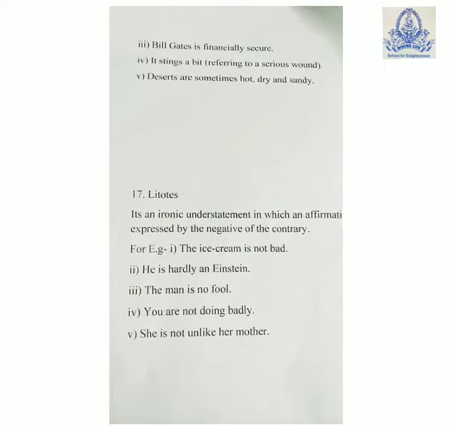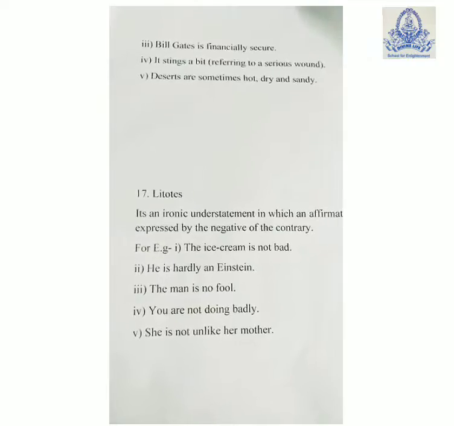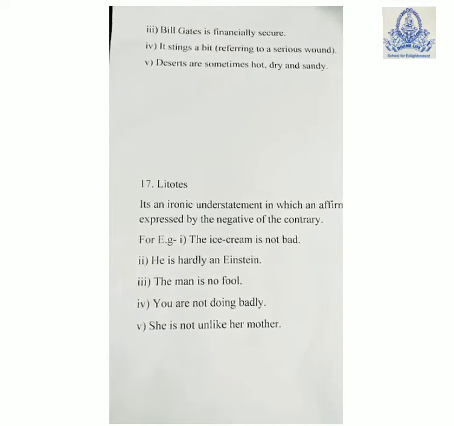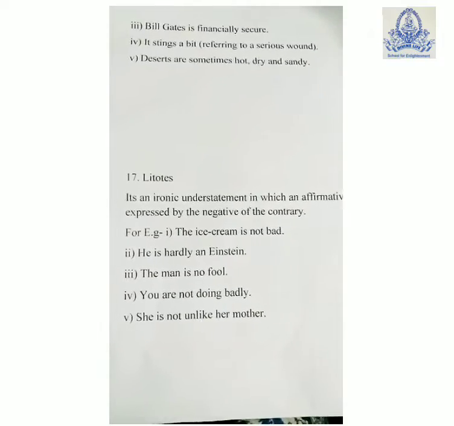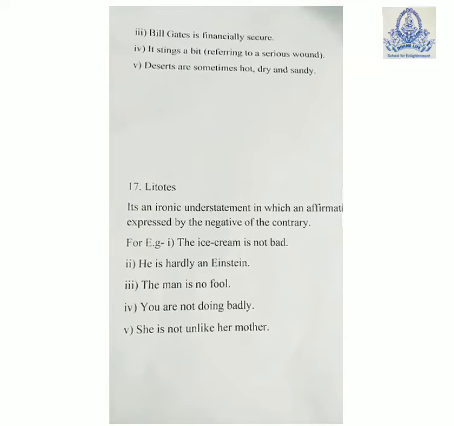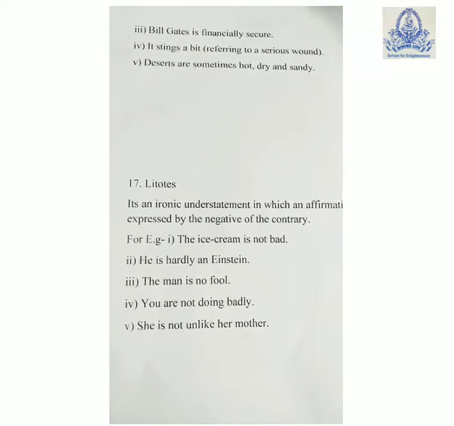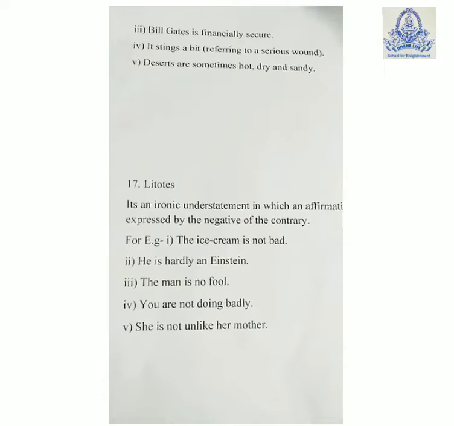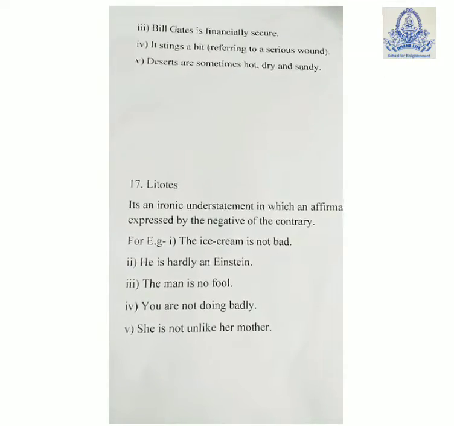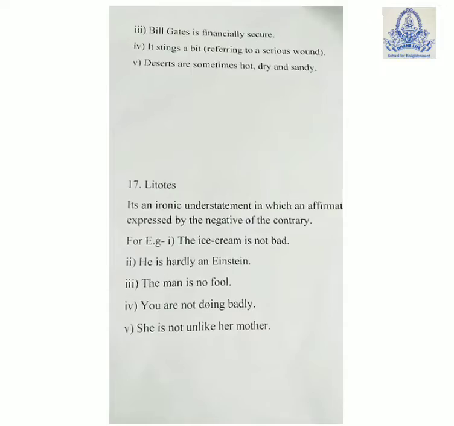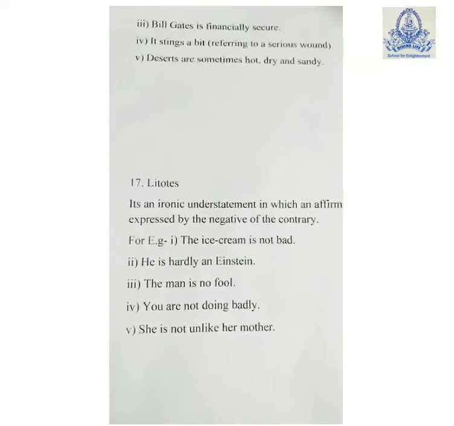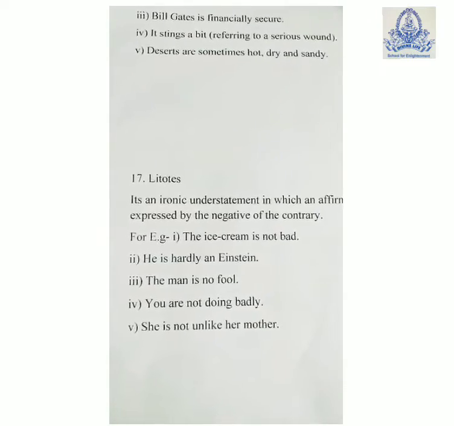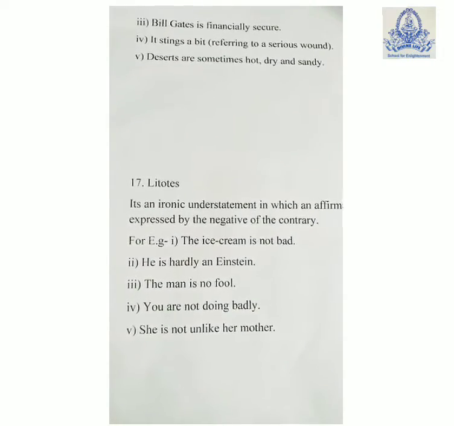Next is, he is hardly an Einstein. He is a scientist, but he cannot compare to Einstein. Hardly is a negation here. The man is no fool. It means he has some knowledge, some wisdom. Fourth example is, you are not doing badly, meaning you are doing quite well. And the last one is, she is not unlike her mother. See, in this sentence there are two negative words, not and unlike. Unlike means not like. So two negative words make a positive one, meaning she is like her mother.